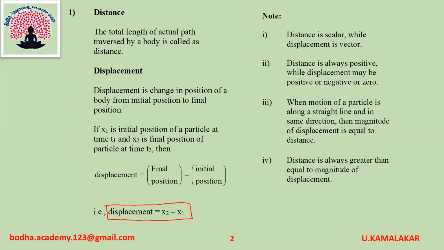When the motion of a particle is along a straight line and in the same direction, then the magnitude of displacement is equal to distance. Distance is always greater than or equal to the magnitude of displacement.